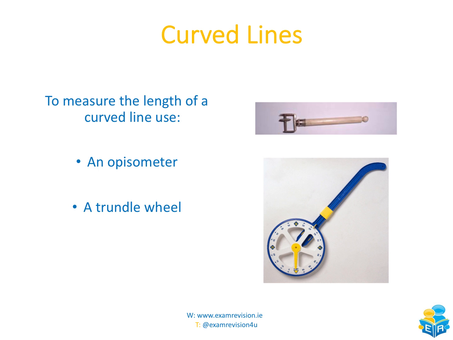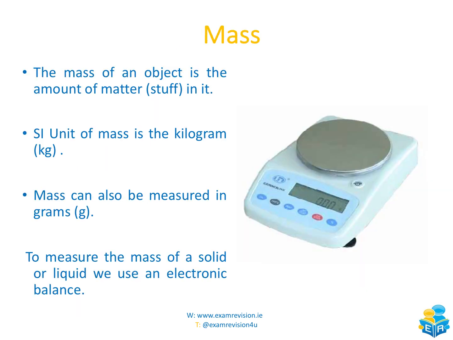And if you start, obviously, with the opisometer at 0 on the metre stick and you run it along until it stops, wherever it ends is the total length, okay? So the opisometer is for shorter curved lines. The trundle wheel is for longer curved lines.